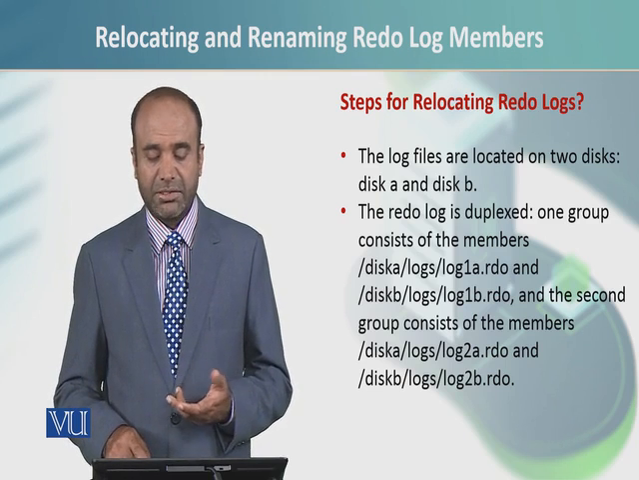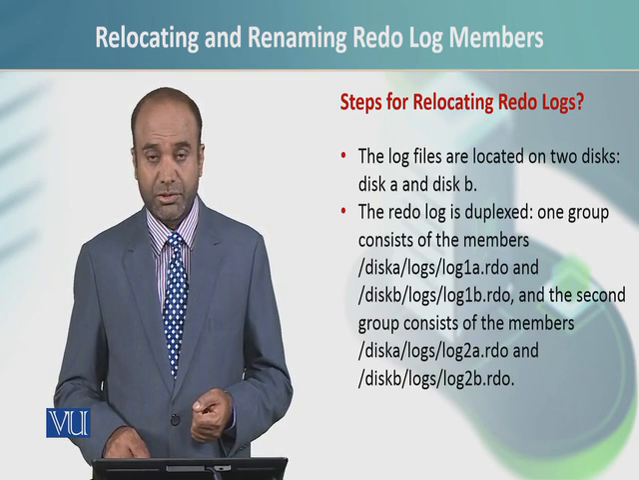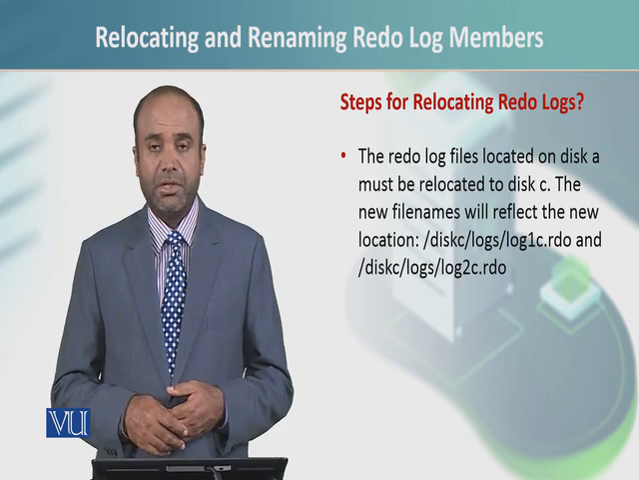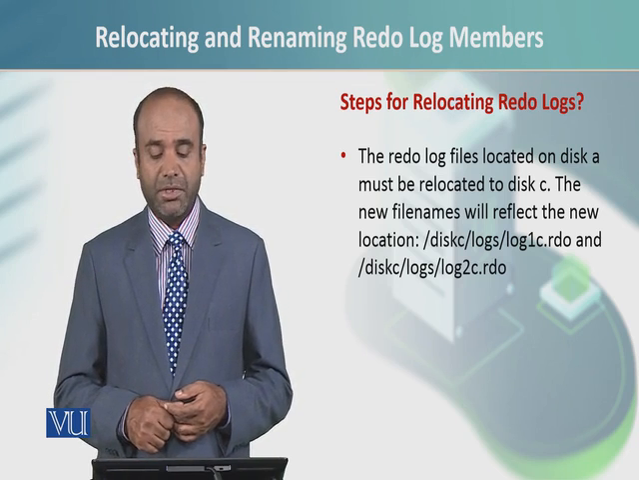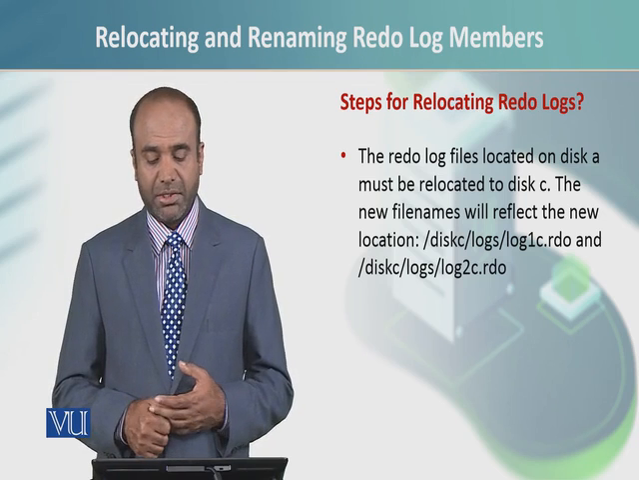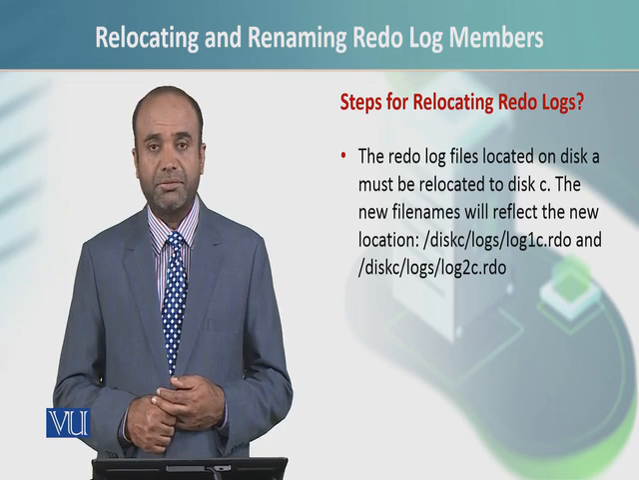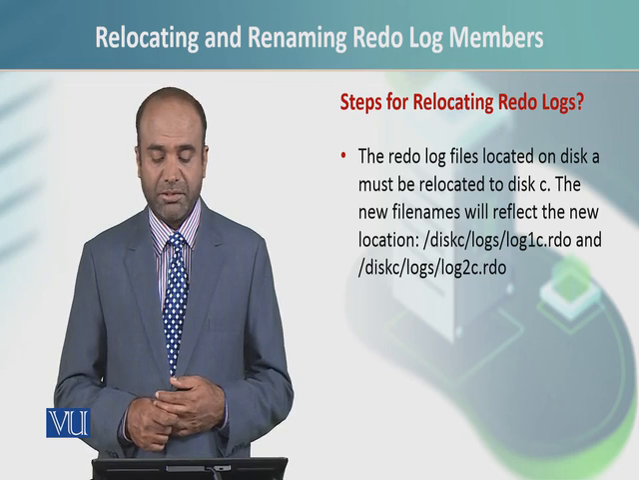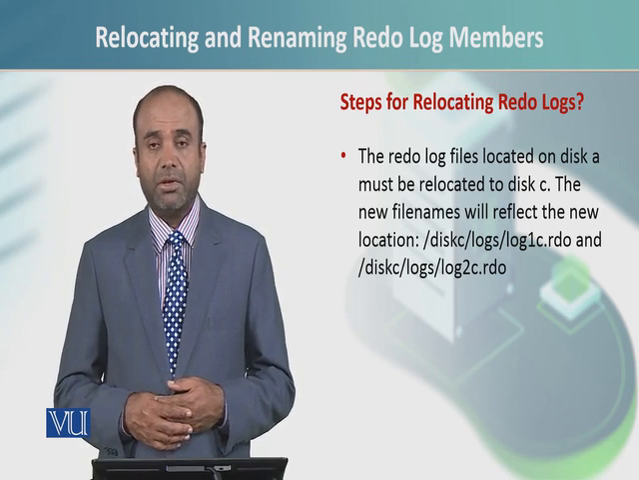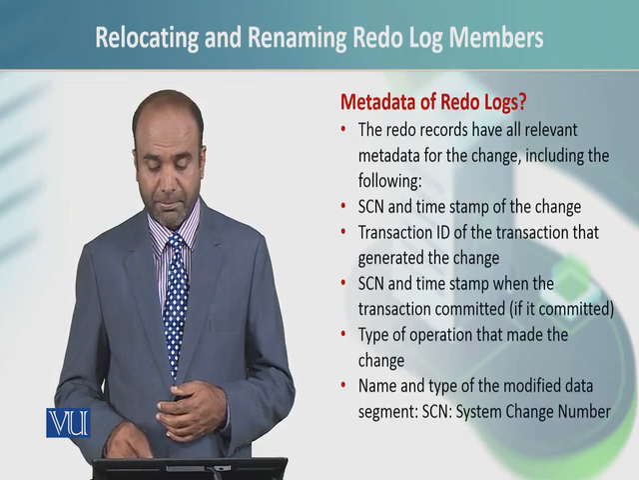The idea is that the folder should be the same or consistent, the way it is shown in this slide. The redo log files located on disk A must be relocated to disk C. The new file names will reflect the new location, so in that case we can say log1c and log2c. We can relocate the files to log1c and log2c, which are under the same folder.